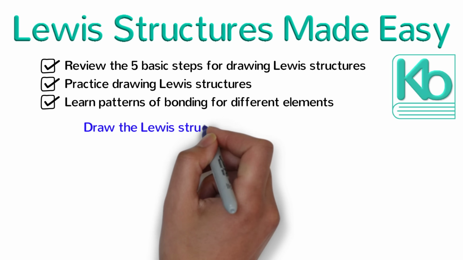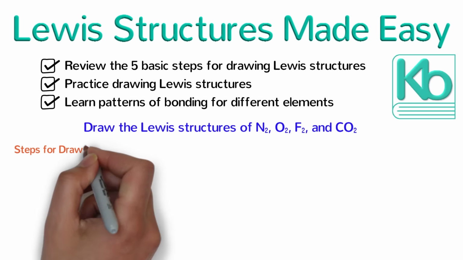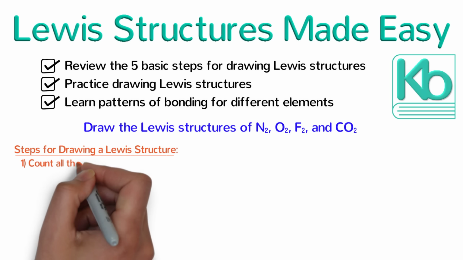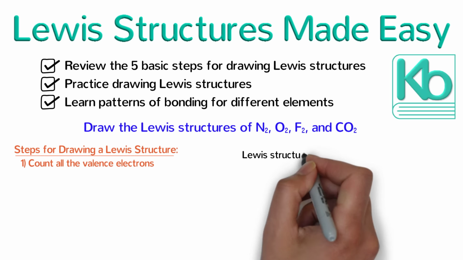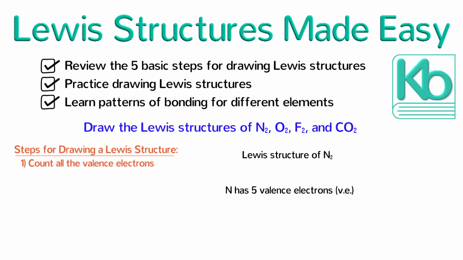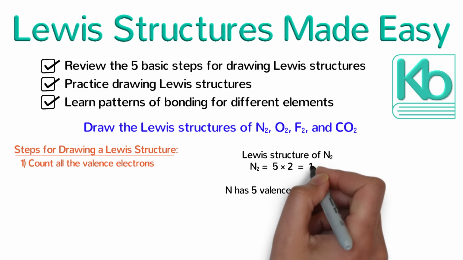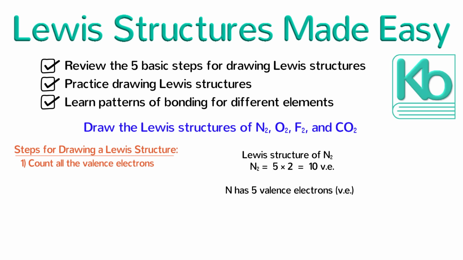Draw the Lewis structures of N2, O2, F2, and CO2. The first step in drawing a Lewis structure is to count all the valence electrons. For N2, we know that each nitrogen has 5 valence electrons, and there are 2 nitrogen atoms in the molecule. So we multiply 5 times 2 and get a total of 10 valence electrons in the molecule.